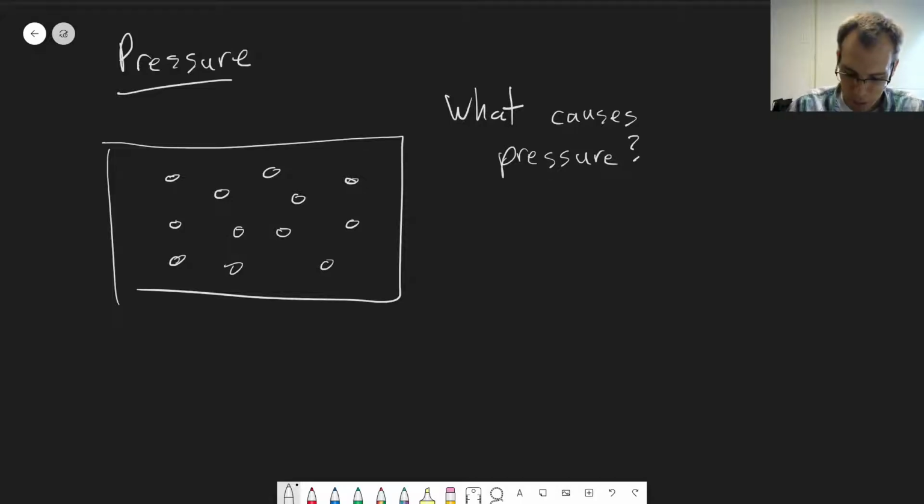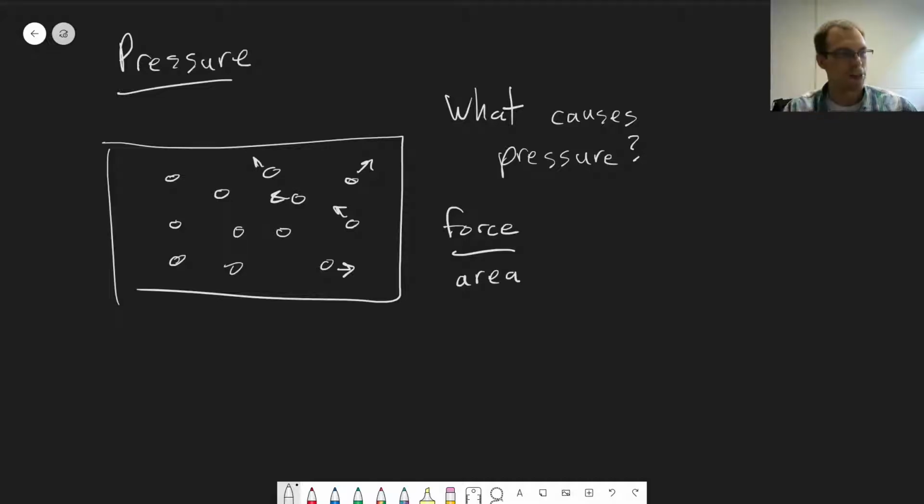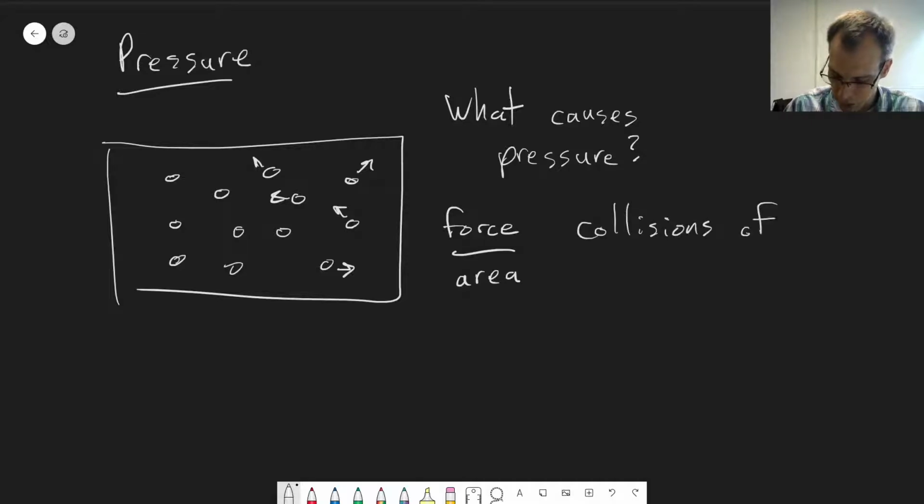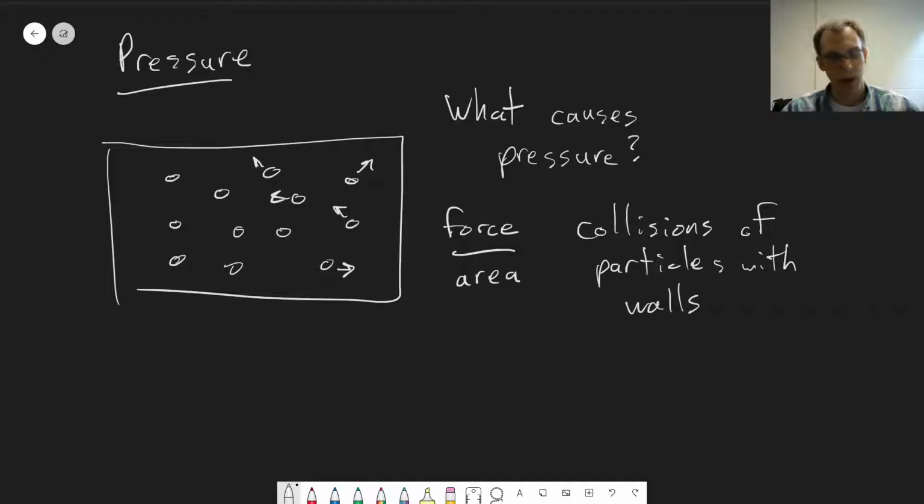What causes pressure? Well, these gas particles are all moving around and hitting each other. And remember, pressure is a force exerted over an area. So in this case, what's exerting the force and what's the area? The force that's being exerted is from the collisions of particles with the walls. So the pressure is exerted on the walls of the container. And that's what causes pressure.